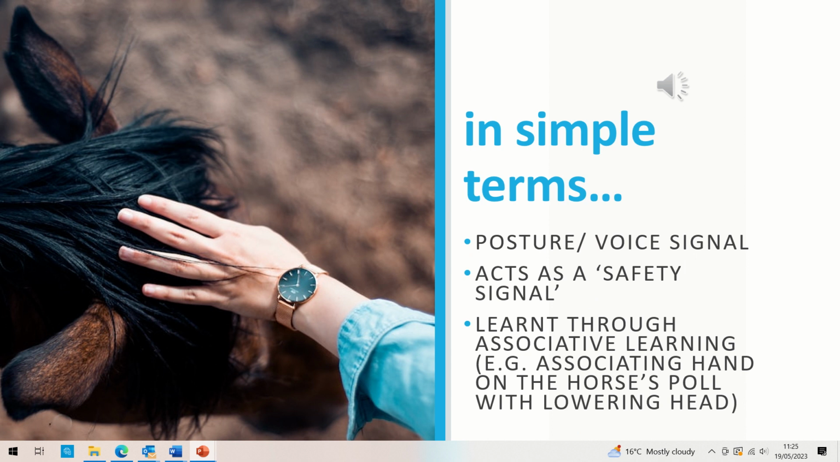So in simple terms, this means that a posture or voice signal is given as a cue. This acts as a safety signal and teaches the horse that it associates with the desired behavior.